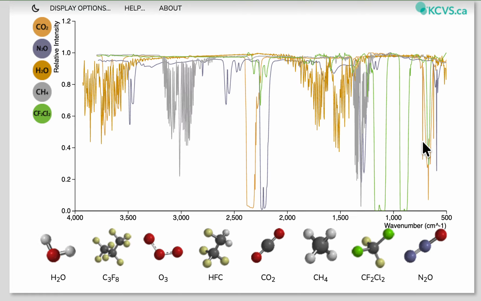So even though no one greenhouse gas absorbs everywhere on the spectrum, all of them put together cover most of that spectrum. And that means that no matter what the wavelength is, unless it's some of these very specific narrow ranges, most infrared light is being absorbed by one greenhouse gas or another.